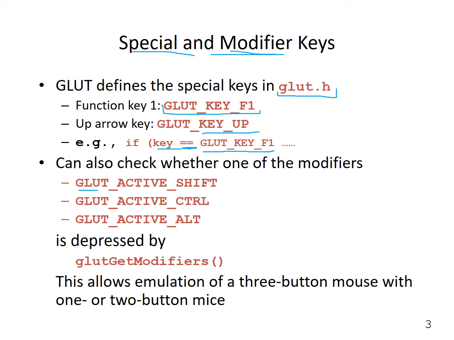We can also detect one of the modifier keys, such as the shift with GLUT_ACTIVE_SHIFT, the control, or the alt key. And we can use glutGetModifiers to find out whether one of these keys is active or not. This allows us to emulate a 3-button mouse with 1 or 2 button mice.